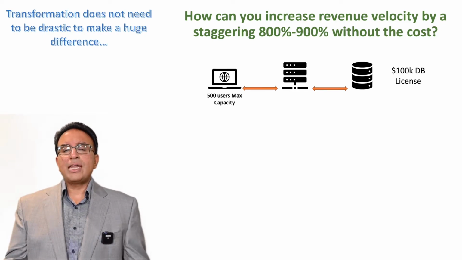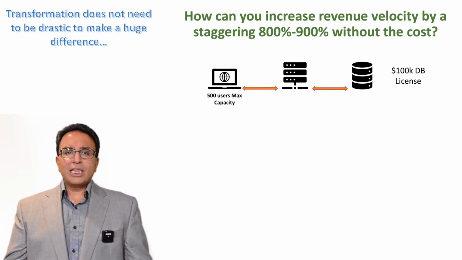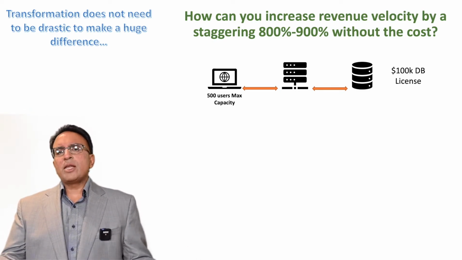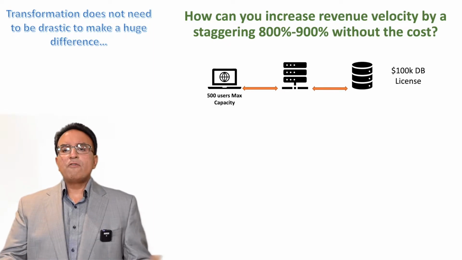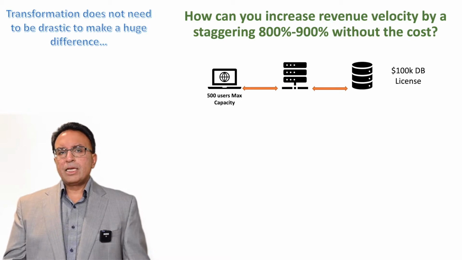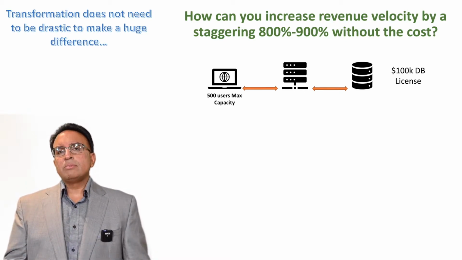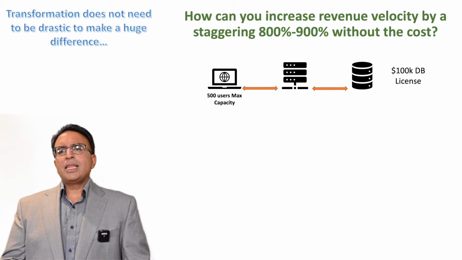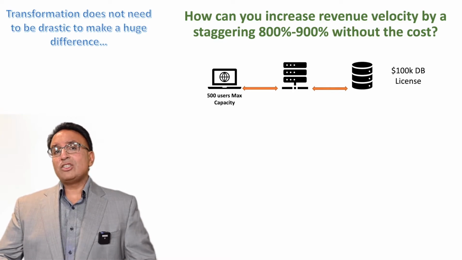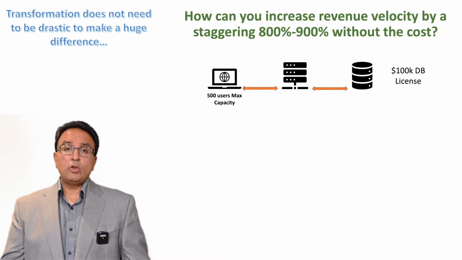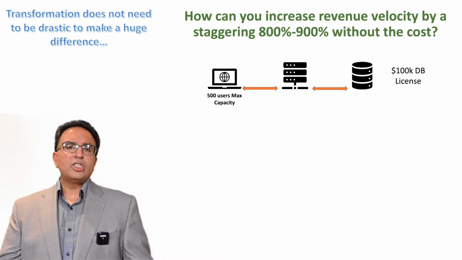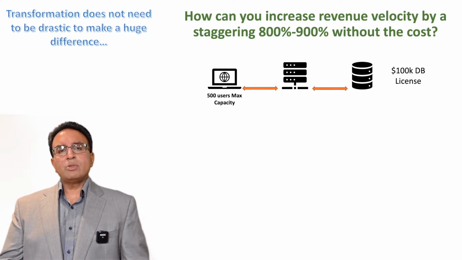And if you wanted to look at what you might pay for the licenses of the database at the back end, just as a reference point, maybe you spent $100,000 on database licenses for this 500 user maximum capacity system. Now, as your user demand goes up, i.e. you want to increase the velocity, it's difficult on this system as it is. When you get to 500 concurrent users, all you can do is queue them up.